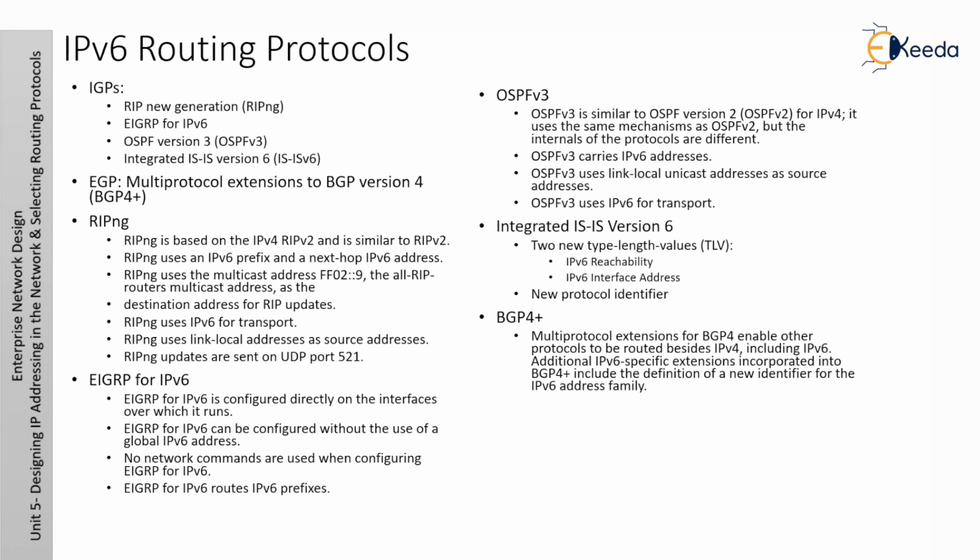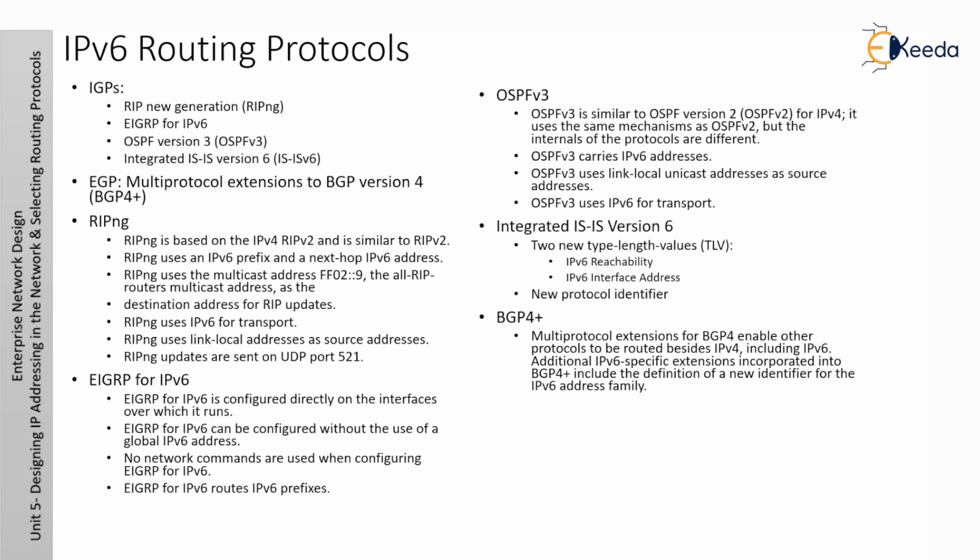So this is the last topic of IP version 6, IP version 6 routing protocols. There are different routing protocols. The routing protocols available in IP version 6 include interior gateway protocol for use within an autonomous system, and exterior gateway protocol for use between autonomous systems.